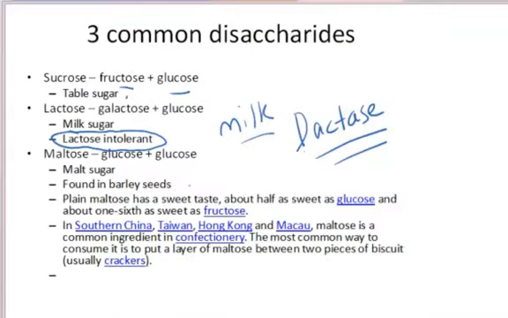Maltose is another common disaccharide. This is a little disaccharide made up of a glucose and a glucose, two glucose monomer units to make this disaccharide. It's also sometimes called malt sugar. It's found in barley seeds as the seeds are starting to break down the starch to provide energy to the plant. It has a sweet taste, but it's about half as sweet as glucose and about 1/6 as sweet as fructose.